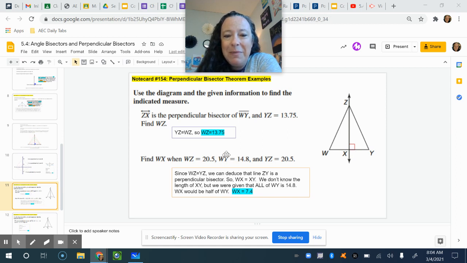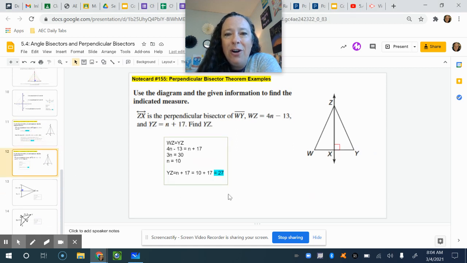Now, it tells me some information. It tells me all of WY is 14.8, all of it. And it wants me to find WX. Well, if all of this is 14.8, what would half of it be? It'd be 7.4. And I explain all of that here. And they're trying to trick us there. So be careful. Pause me, reread this, finish up note card 154.